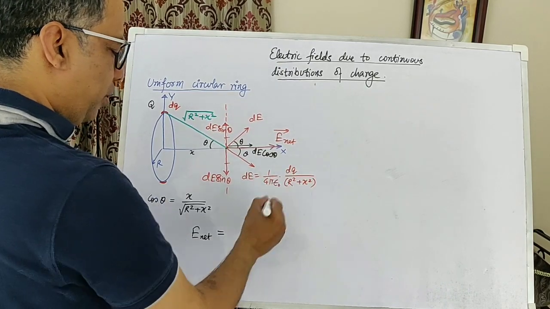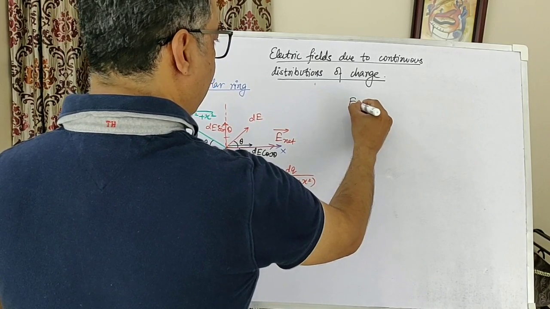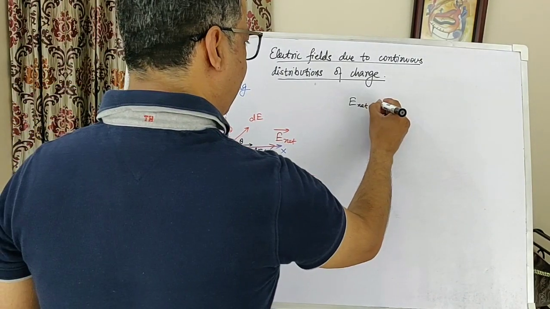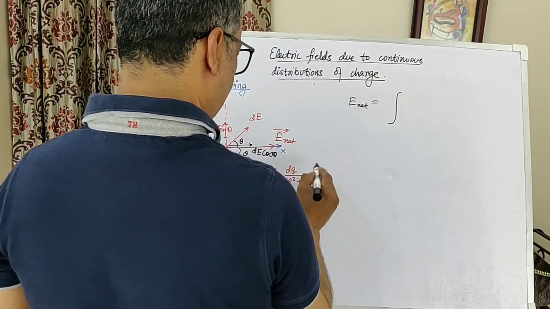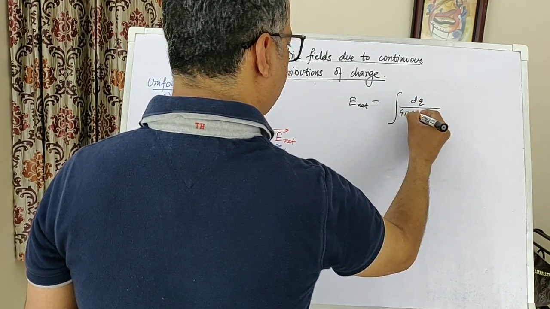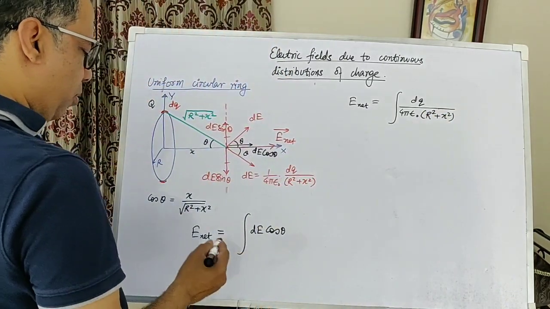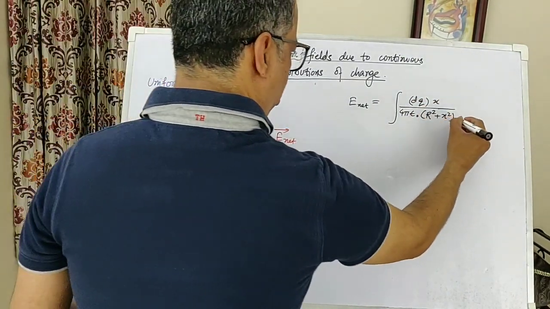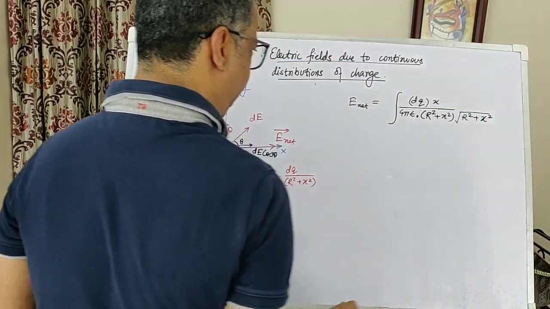Now let's substitute dE and also cos theta, and let's see what we get. The net electric field, E net, will be equal to the integral of dE, that's dq by 4 pi epsilon naught (r square plus x square), times cos theta, which is x by root of r square plus x square.